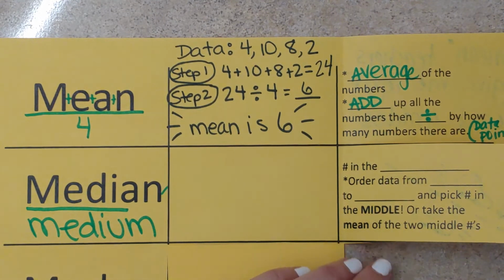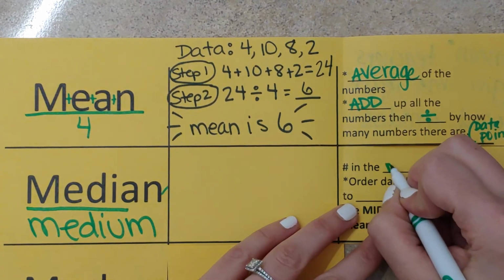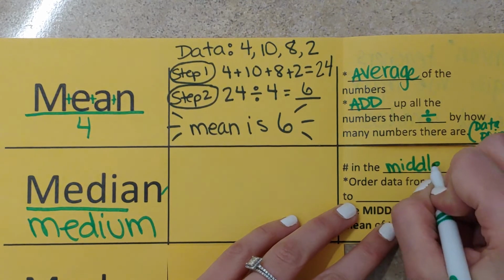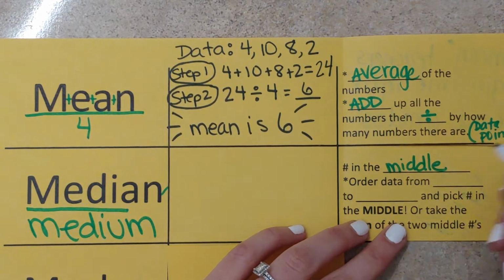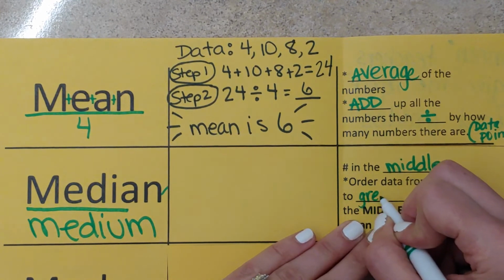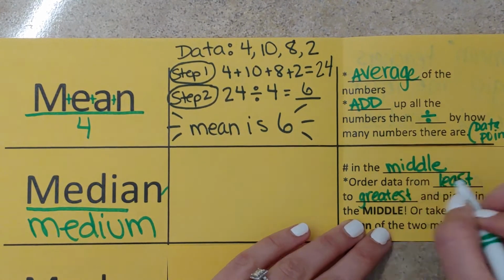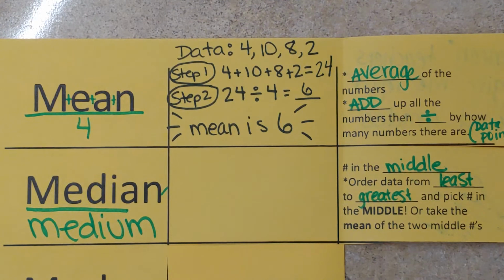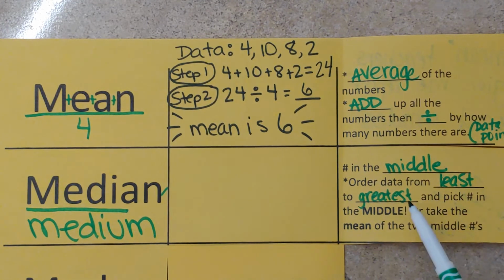So our median is the number in the middle. And to find this, we order our data from least to greatest. Remember, we talked about how I would not be a good example of the median height in our classroom because I'm one of the tallest, if not the tallest person. And to make sure I don't end up in the middle, we would have lined up from least to greatest, or from shortest to tallest.